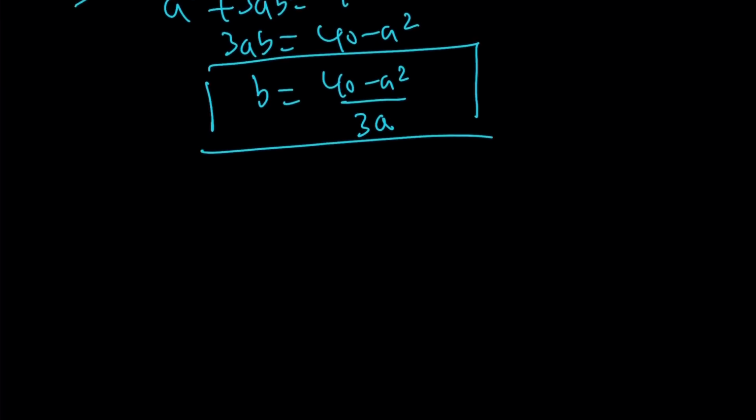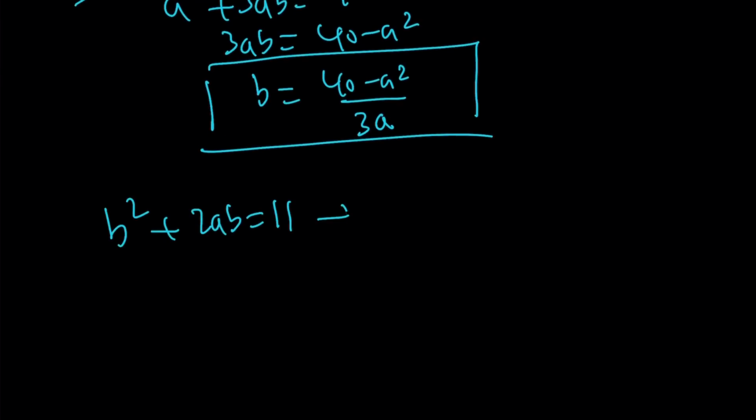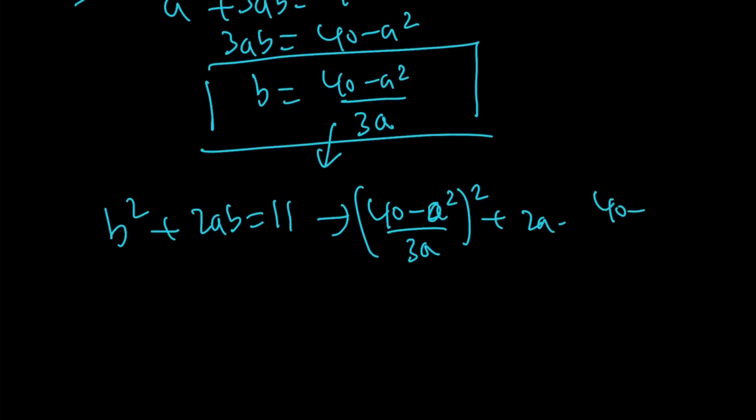And then the other equation is b squared plus 2ab is equal to 11. I can just go ahead and replace b with that. It's not going to be very pleasant, I got to tell you. But it's a solution, right? It's a solution, okay. So let's go ahead and do it. My writing became so messy. I'm kind of rushing. Okay, slow down. So that's my equation.